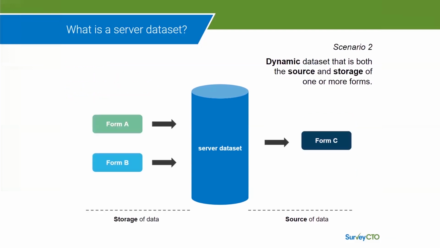A more advanced example is using a server dataset for both purposes. One or more forms can publish their data into a dataset, which will then be a source of data to one or more forms. The server dataset is both a storage and a source of data. And some examples for this usage are back checks, for instance, or a case management workflow where you need to be permanently updating your cases.